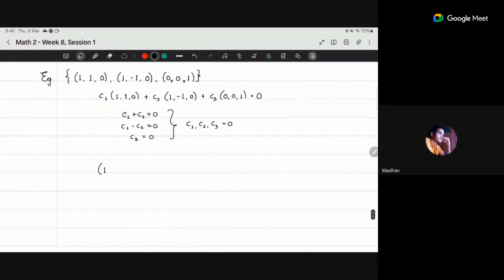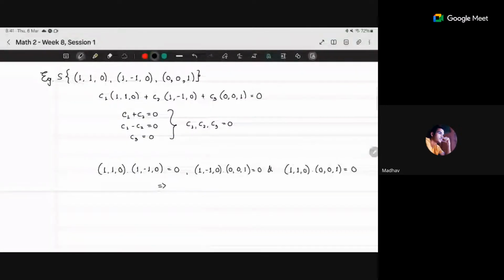So this is 0, this is 0, and this is 0. Am I getting it correct? Yeah, I've made all the checks. So this implies that the given set is linearly independent. Let me call this S or something. S is linearly independent.